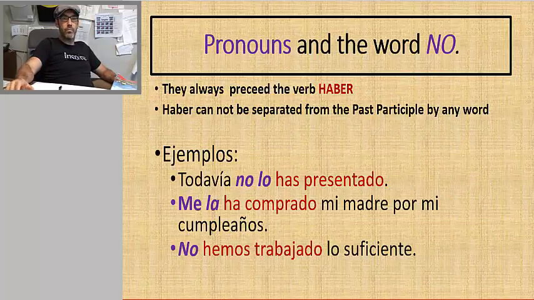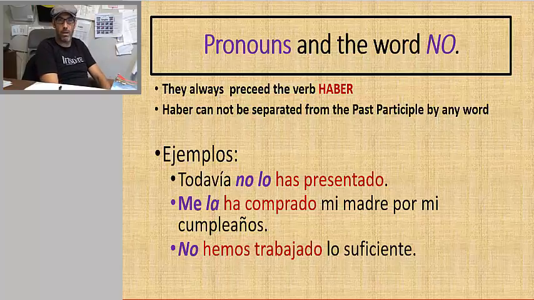And I think those are the only ones that we might be ambiguous about. And the last piece with the Preterito perfecto is to look at pronouns and the word no and the location of these two when using the Preterito perfecto. And basically they always precede the verb haber, the auxiliary verb. So meaning they go in front of el verbo haber, and haber can never be separated from its past participle by any word. So if we look at the ejemplos here, and we have todavía no lo has presentado.